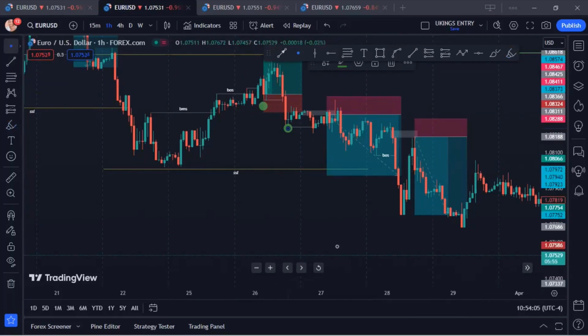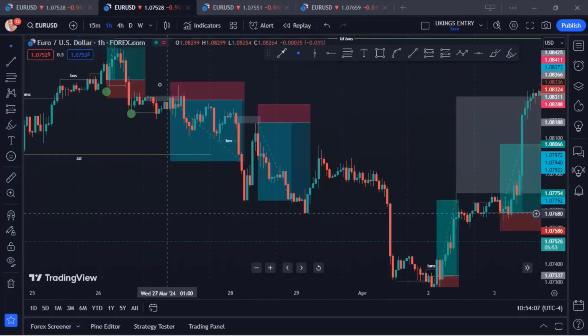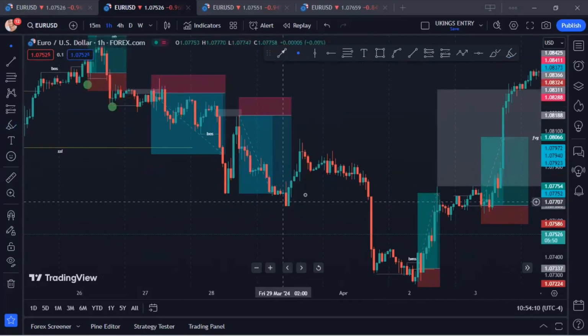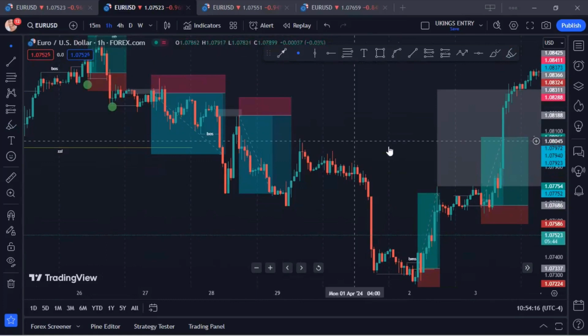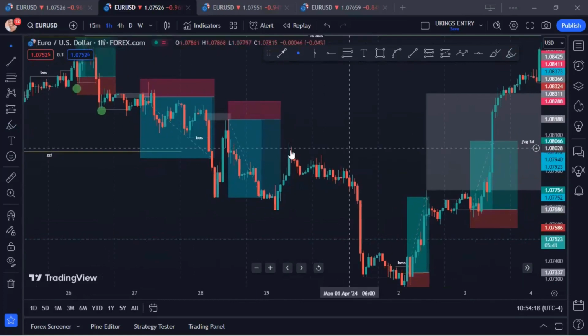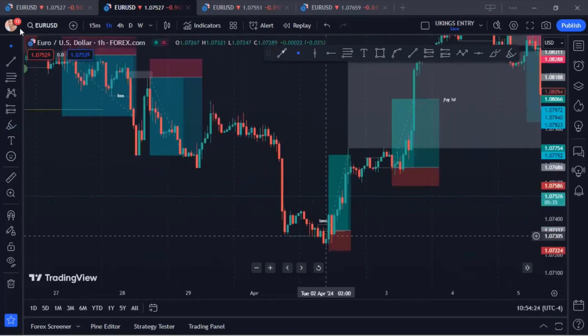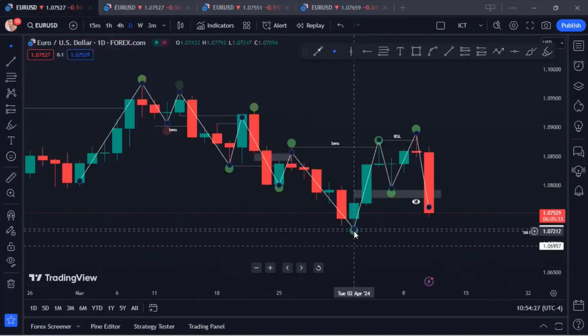Maybe next time I'm going to teach you guys about the continuation pattern. Okay, imagine that if I had held it, I would have maximized this move, but I think this one is actually enough for me, because I don't hold swings for long. I just hold it 1 day, 2 days, or a maximum of 3 days. Now price has taken this sell liquidity, guys, which is this low here.